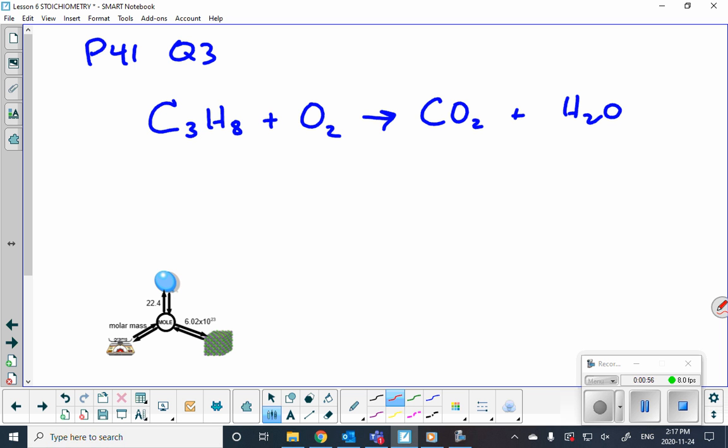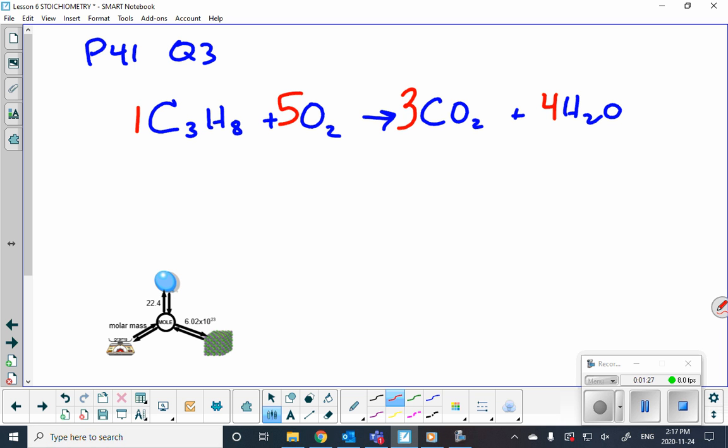So 3 carbons before the arrow and 1 after, so I'm going to put a 3 here to get 3 carbons after. 8 hydrogens on the reactant side and groups of 2 on the product, so if I times that by 4, I get 8 hydrogens. And then 3 times 2 is 6, plus 4 more is 10 oxygens, so putting a 5 here gives me 10 oxygens. I don't have to write the 1, but just for a placeholder, I'm going to put it in right now. The balanced equation is required to answer all questions.